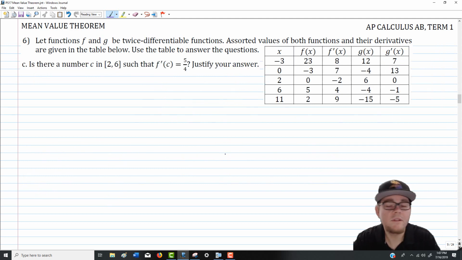Okay, that next brings us to question 6c. Again, I chose to skip 6b intentionally just because it's the same as 6a. 6c, though, is a very interesting question. It was inspired by an old free response question, and this one I've made kind of interesting. In question 6c, you are asked, is there a number c in the interval from 2 to 6 such that f prime of c equals 5/4? And your job is to justify your answer. I'm going to tell you right now that there are actually two completely different but equally valid approaches that you could take to this question.